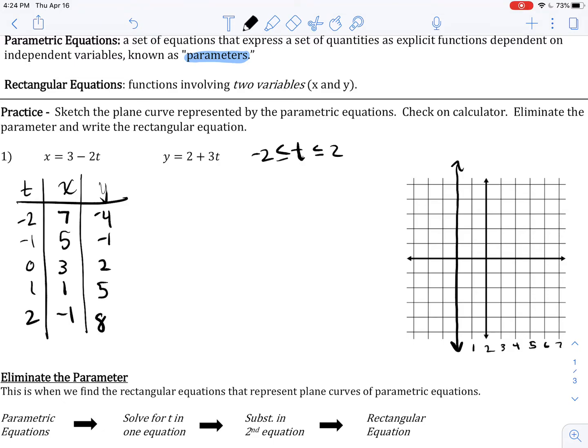Okay. So when x is equal to 7, y is equal to -4. So -1, +1. And when x is equal to 5, y is equal to -1. At +3, I get 2. At +1, I get 5, which should be up here. And when x is equal to -1, I should get +8, which would be a bit up here. Something like that, okay? And now I'm going to go ahead and connect those dots.